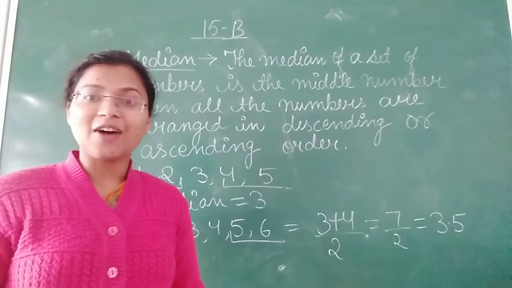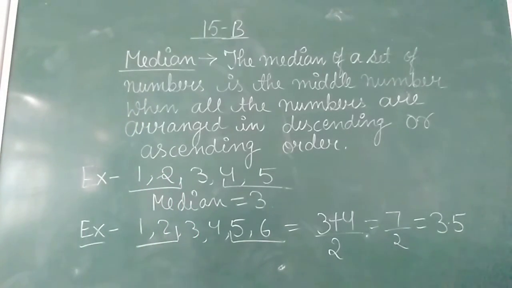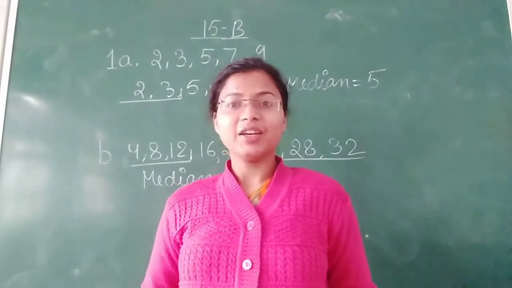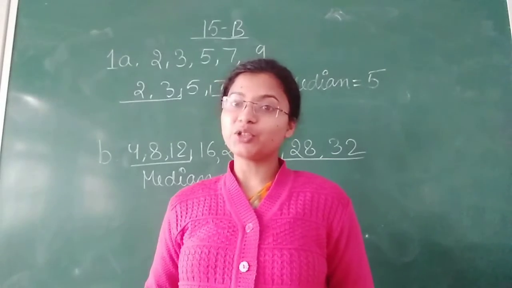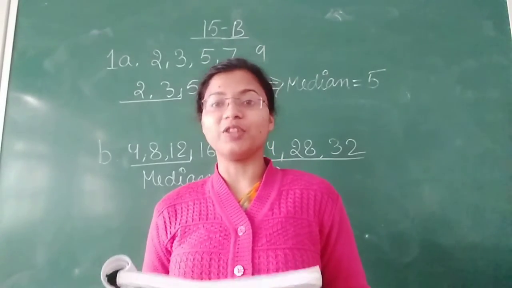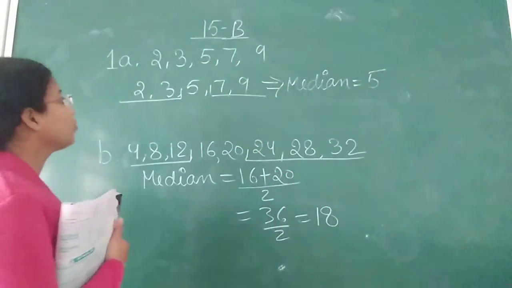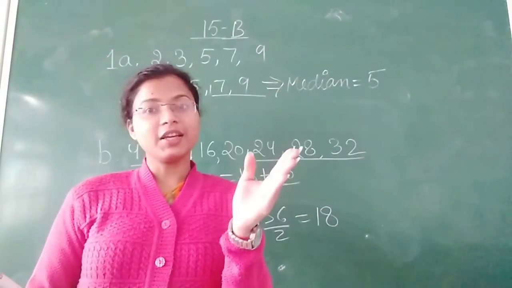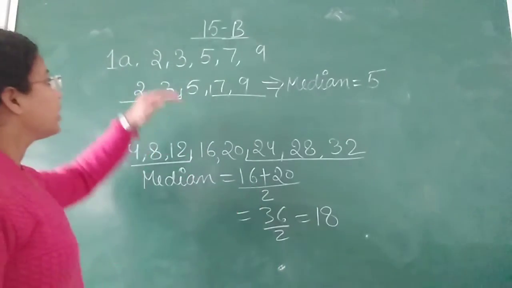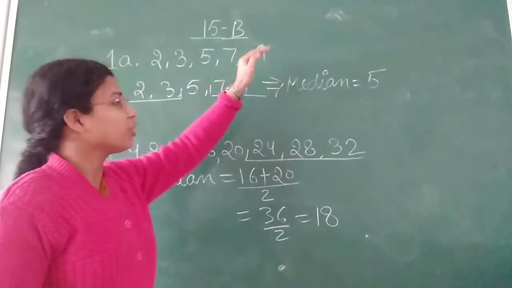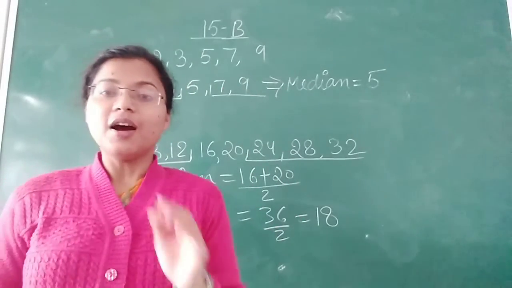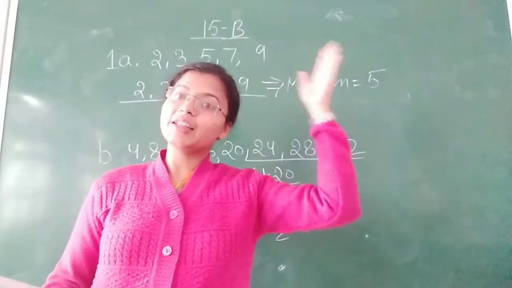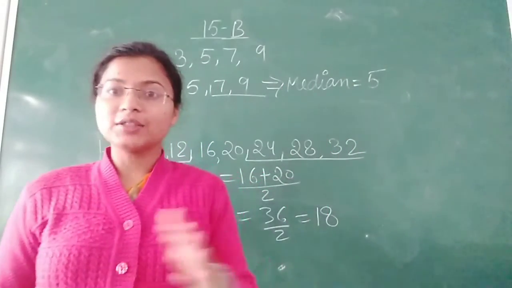So now let's start our exercise. Now we are going to discuss 15b. This is a very small exercise. In our first question you have to find the median of the following: 2, 3, 5, 7, 9. First of all, check whether your question is in ascending order or in descending order. It is clearly seen that this question is already arranged in ascending order. Ascending order means first you write the smaller number, then the greater, and in the last the highest number. That is your ascending order.